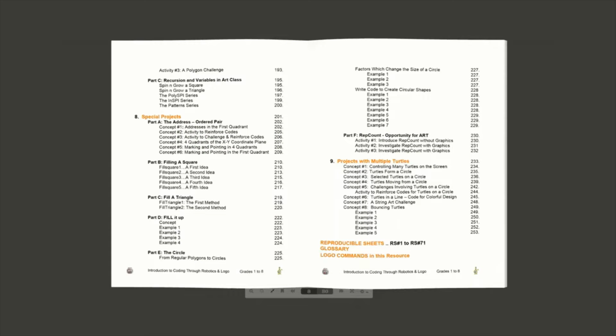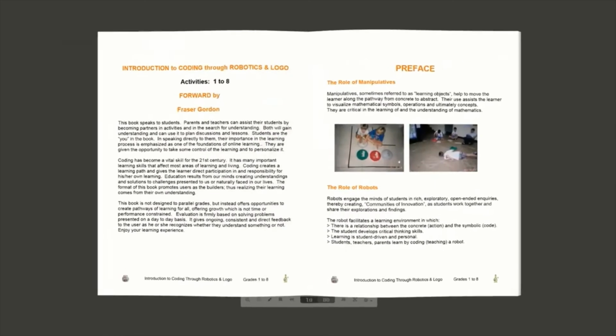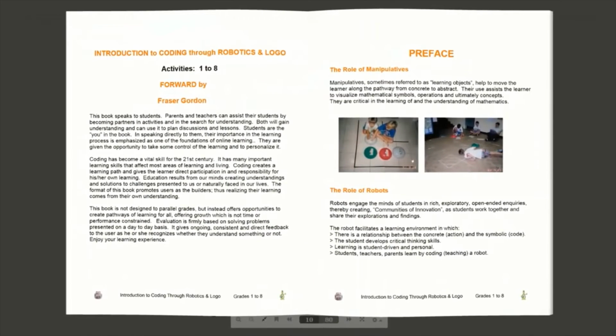As an introduction to this workshop, we list a number of helpful comments from the foreword and the preface of the ebook. Coding creates a learning path and gives the learner direct participation in and responsibility for his or her own learning. Manipulatives help to move the learner along the pathway from concrete to abstract. This is critical in the learning of and understanding of mathematics.